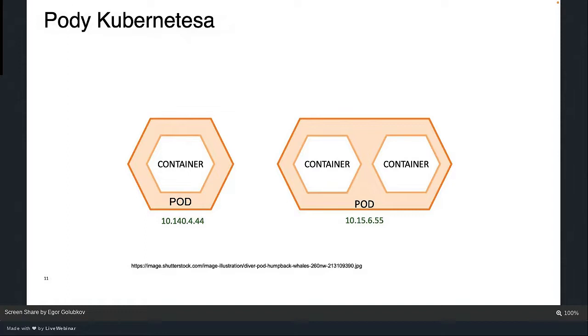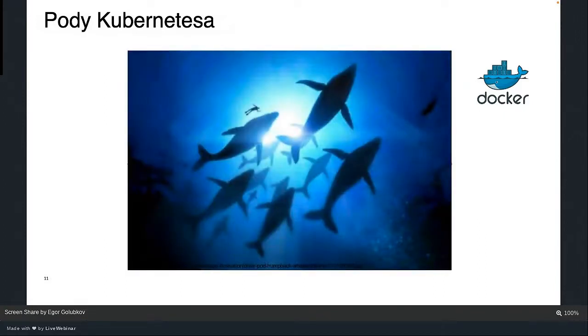Also, it is easier to remember, because pod in English means a family of whales. And as you can remember, Docker, which represents a container, has this logo of a whale. So a pod is an environment where the containers are managed in Kubernetes. And a pod is also a family of whales. So you can imagine a pod as an environment where a lot of containers are managed together, the same as a family of whales traveling through the ocean. I think this makes it easier to remember what a pod actually is.